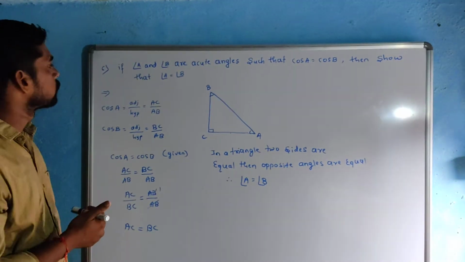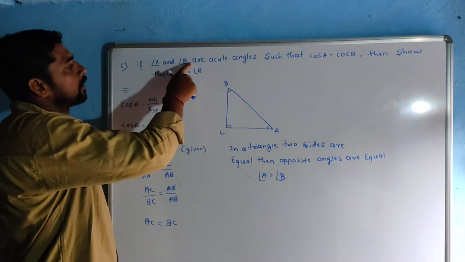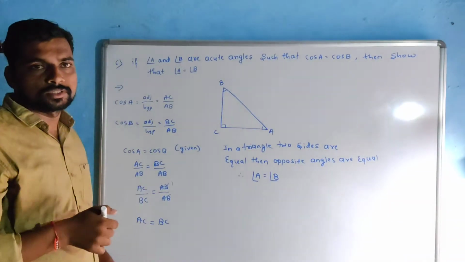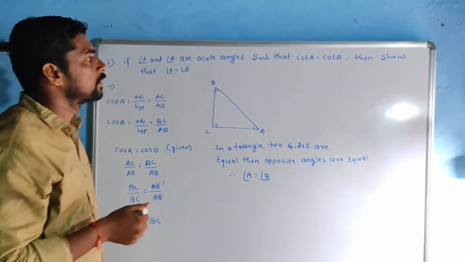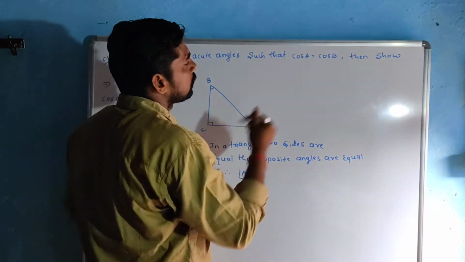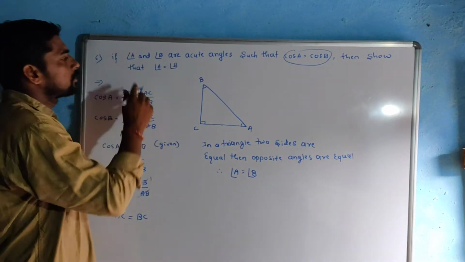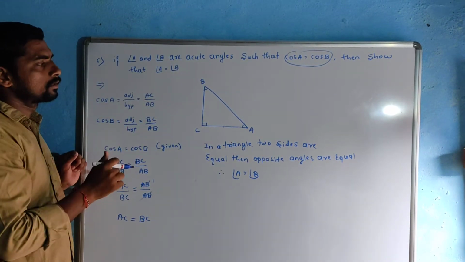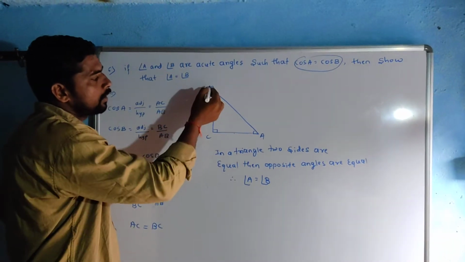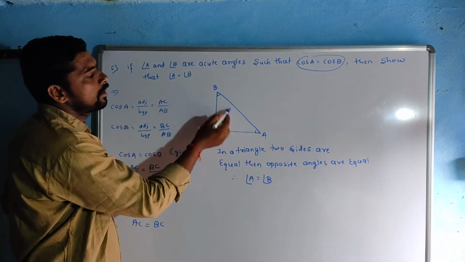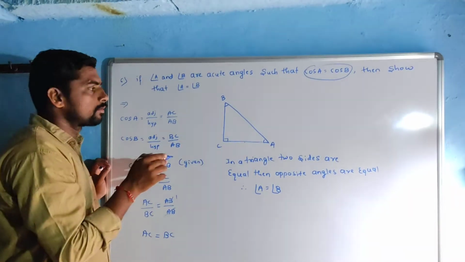Sixth question. If angle A and angle B are acute angles, which means more than 0 degrees and less than 90 degrees, such that it is given cos A is equal to cos B, then show that angle A is equal to angle B. I take one triangle BCA. Angle C is 90 degrees. Angle A and angle B are both acute angles.